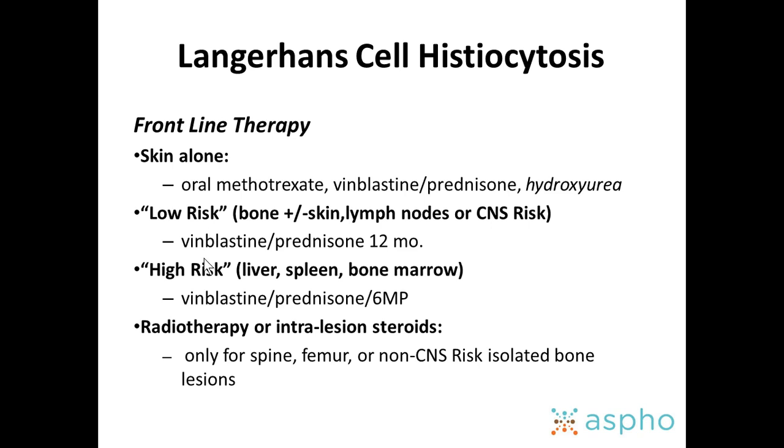So low risk and high risk more or less get treated the same. You give vinblastine and prednisone, and after 6 or 12 weeks, if it's working, you continue. If it doesn't work, then you come off therapy and try something else. And the high risk really refers to high risk of death, higher risk for people who don't respond by week 12 of therapy. So radiotherapy and intralesion steroids have been used. There's not a lot of data on that, however.